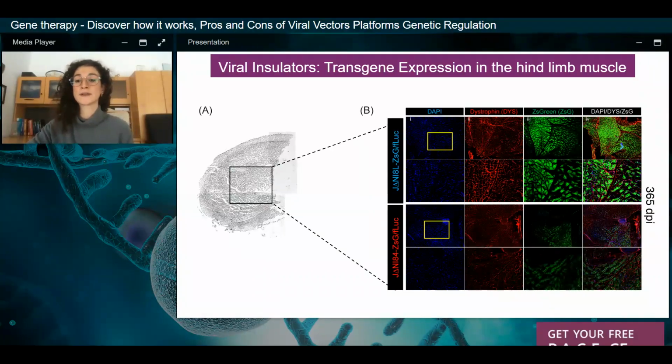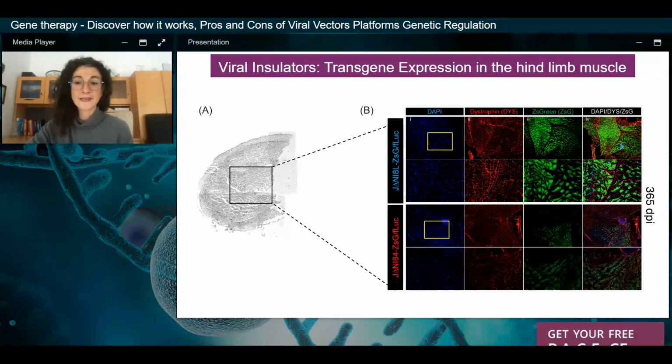We wanted also to understand what was the main cell type that was expressing the transgene. So a year later, these animals were used to analyze what type of cells expressed the transgene. So from left to right, we stained muscle section for nuclei in blue, dystrophin to identify muscle cells in red, ZS green, that is the reporter gene coming from the virus, and the merge panel. The top panel here shows the expression level from the JDNI8 carrying the transgene cassette in the LAT location, and on the bottom in the ICP4.